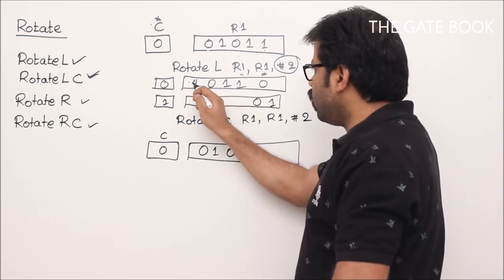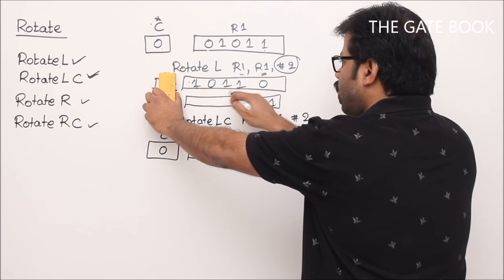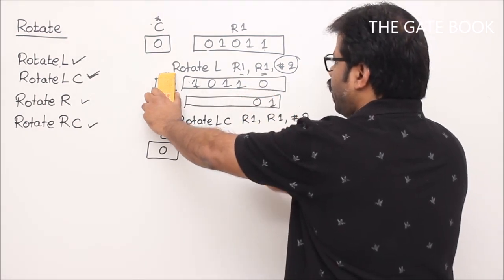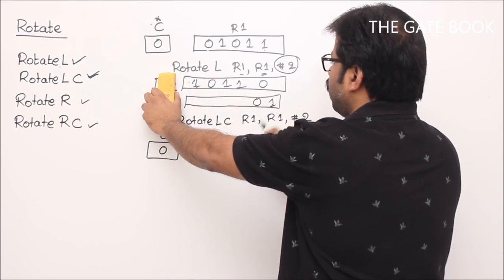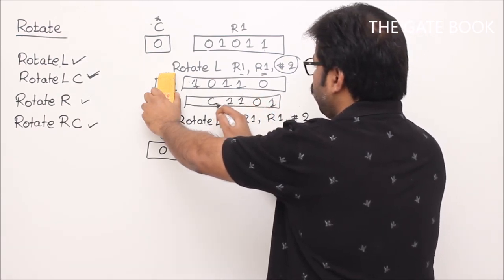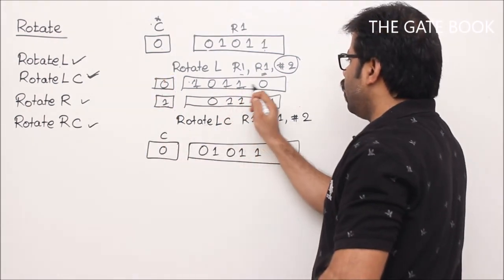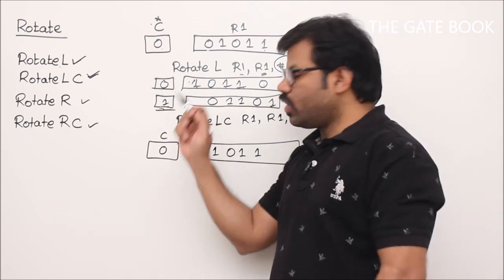Now simply move that 1 here, then do the rotation without C. When I do the rotation, this 1 comes here, then this 0 moves, then this 1 comes here, then 1 here, then 0. See, 0 1 1 0 followed by 1. But apart from that, we also have the carry.